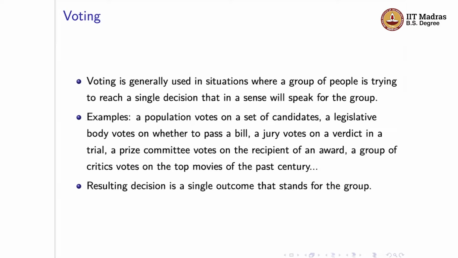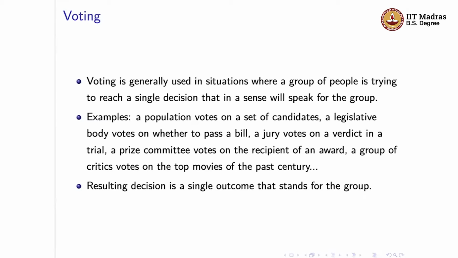So for example, in the elections case, you have a population who are deciding to vote among a set of candidates and decide who is going to represent them in the legislative assembly or in parliament, for example, right? You can also have the legislative body themselves deciding whether to pass a bill or not, right? That will be one single decision, whether the bill has been passed or not. That is going to be decided for the whole group. You have juries who decide whether the defendant is guilty or innocent, right? That is juries deciding to vote in a trial.